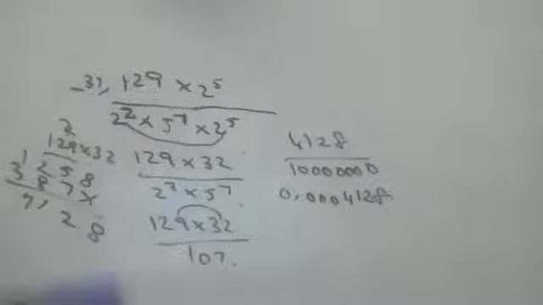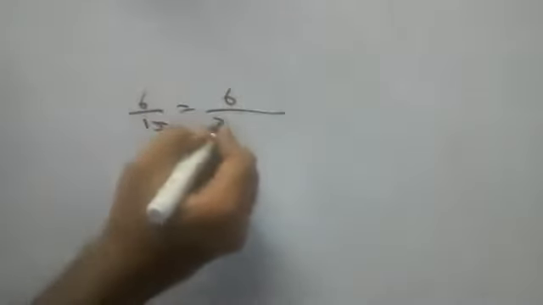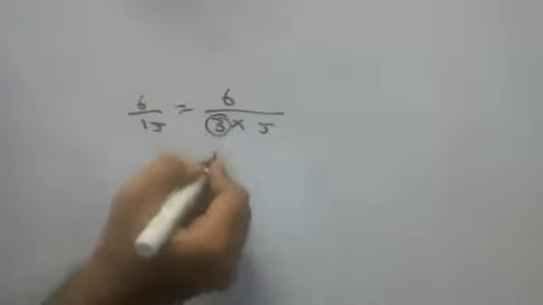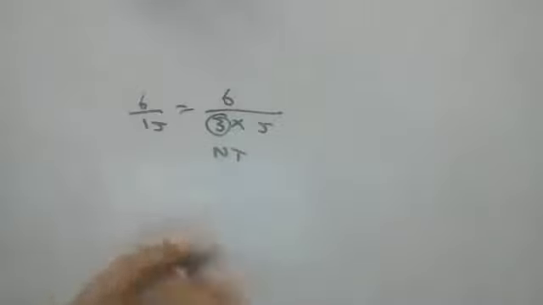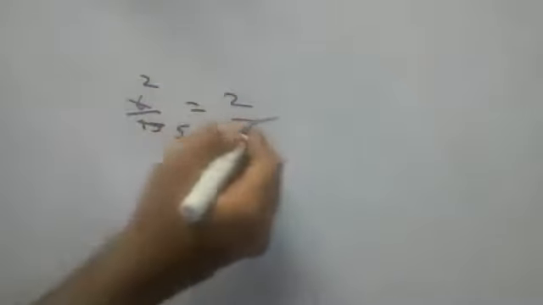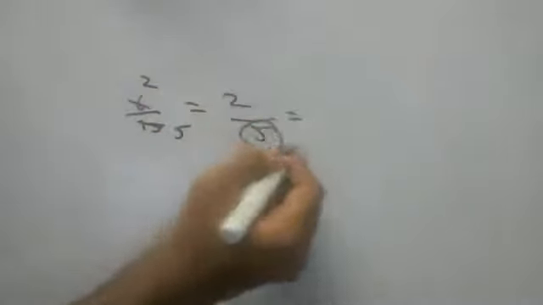You are able to understand, children? Please try to understand, children. Okay, now suppose 6 by 15 is there. Without simplifying, it will be 3 into 5. You will think 3 is there, non-terminating. You will think like that. But if you simplify, 3 2s are 6, 3 5s are 15, it is 2 by 5. Down only 5 is there, so it is terminating.